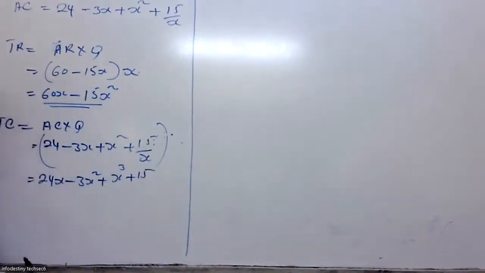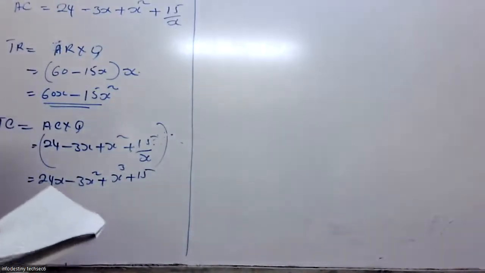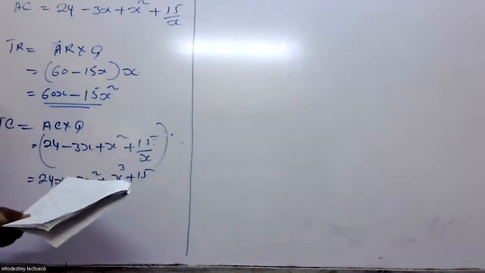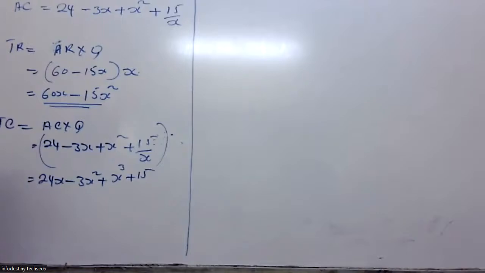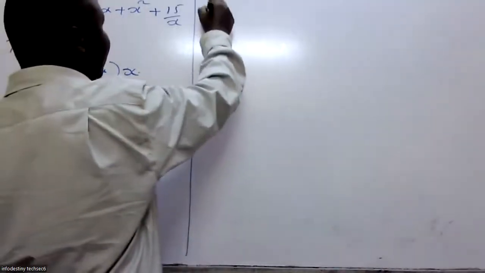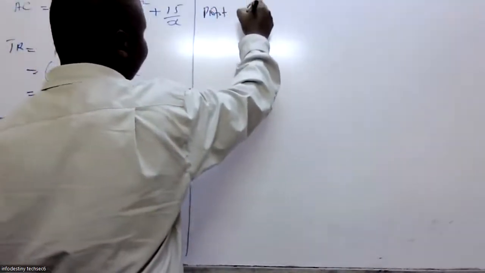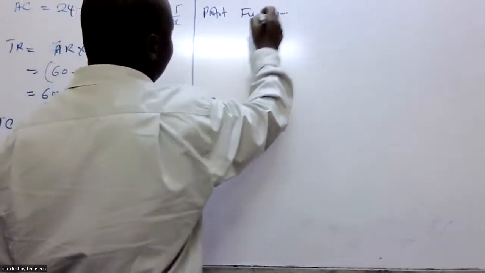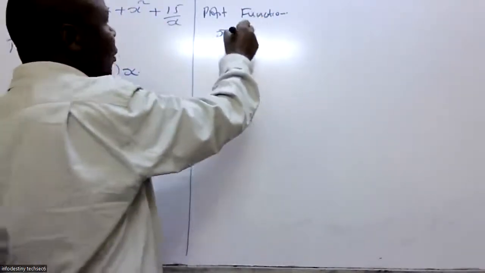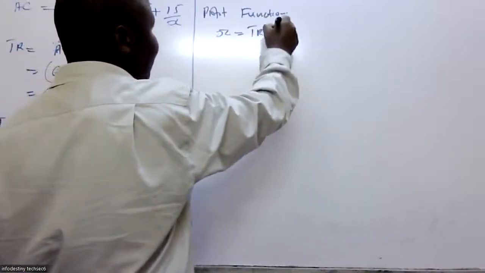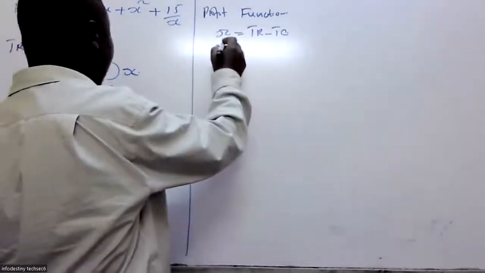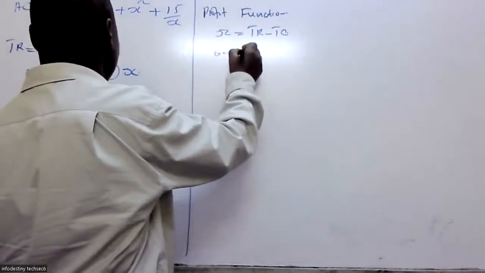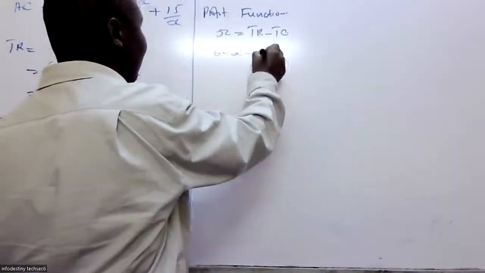Now, after that, they want us to compute for what? The total profit function. So remember, for us to get the profit function, the sign of profit will be equals to TR minus TC. That's the total revenue. We subtract what? Total cost. So what's our total revenue? The total revenue is going to be 60x minus what?